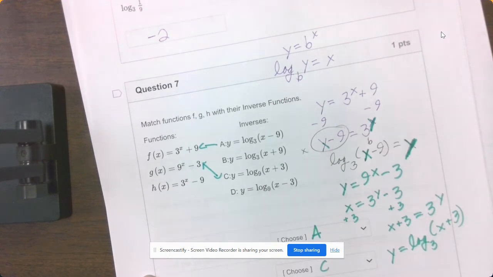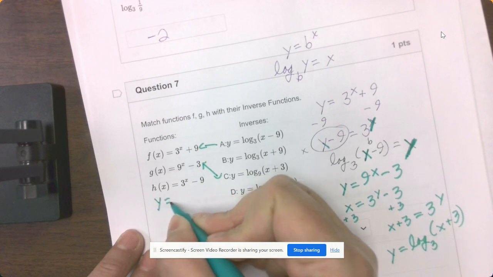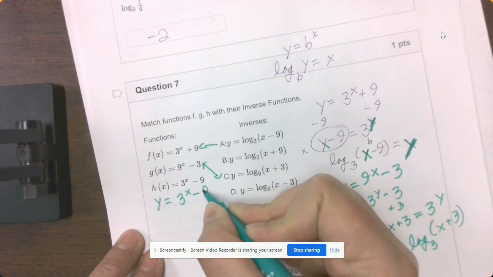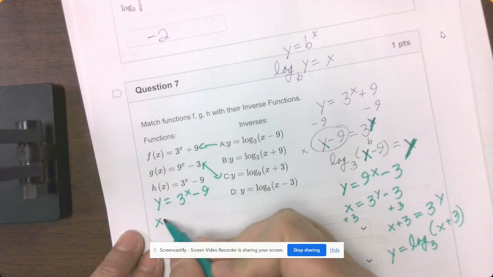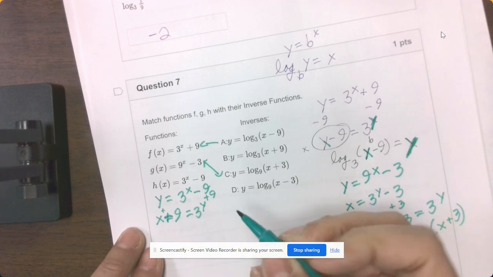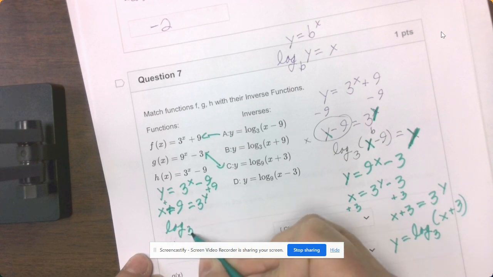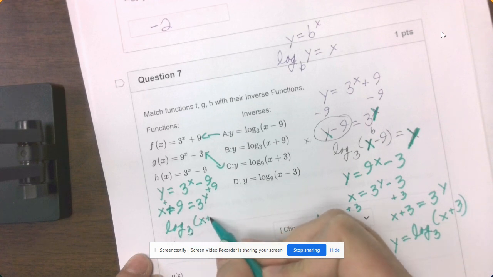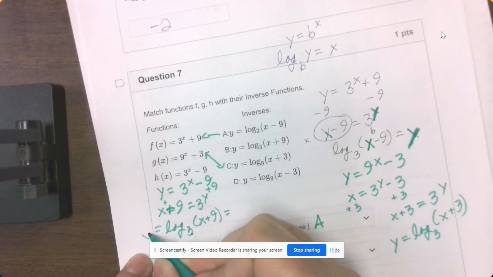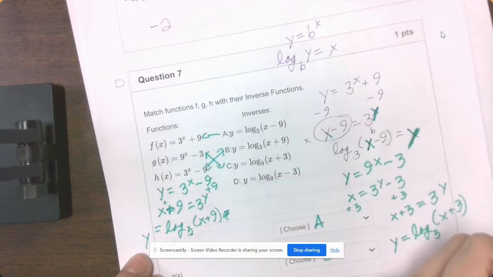Okay. For this last one, everybody, we're going to switch x and y. So we'll rewrite it with y. Okay, so then switch x and y, and also add 9 to each side. So we get x plus 9 is equal to 3y. Rewrite it in log form. So we get log base 3, that base is going to be 3, of x plus 9 equal to y. So h matches b.